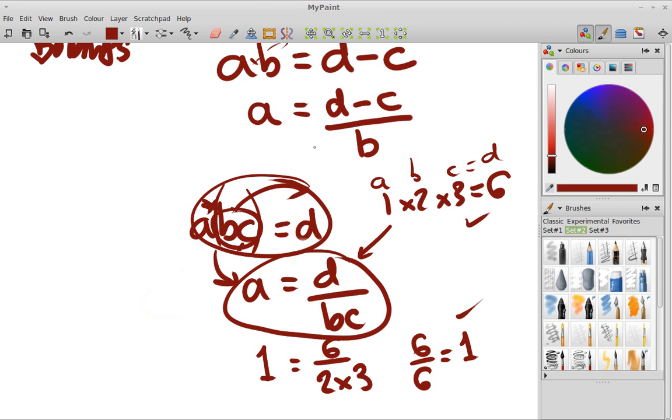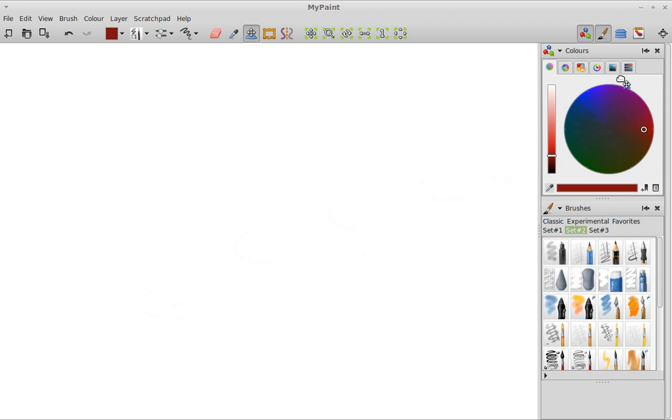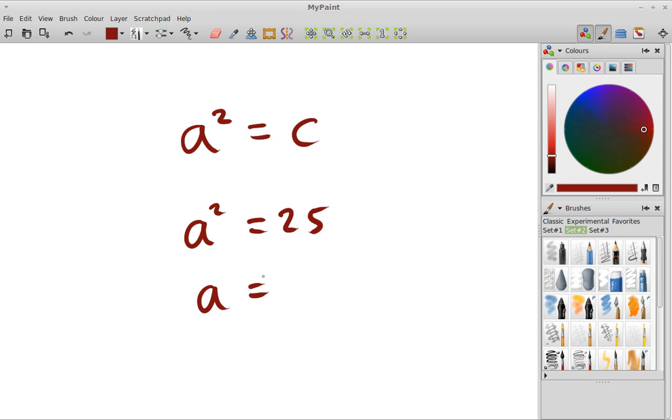Let's do something slightly more awkward. Let's have something simple like A squared equals C. In this case, let's put numbers in. We'll leave A squared equals, and we'll say 25. To work out what A is, we'll just do A equals, and then take the squared across, becomes square root of 25. In this case, A would equal 5.